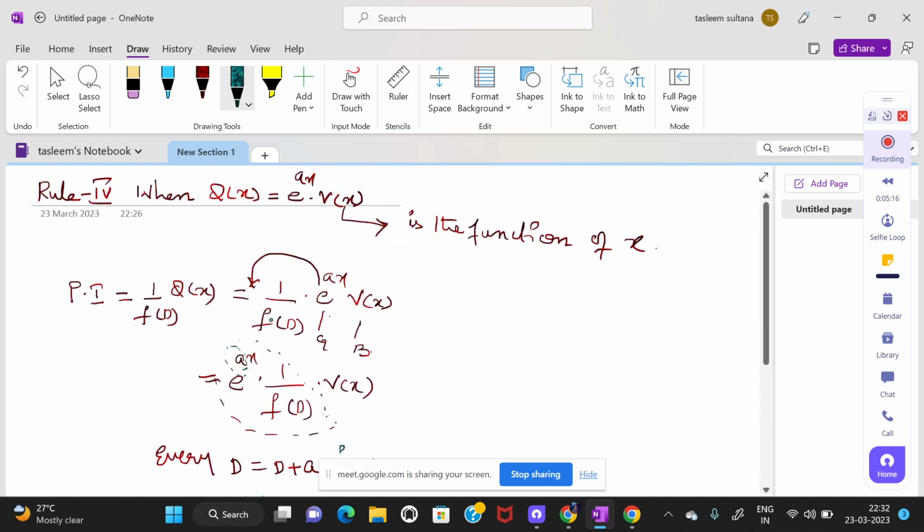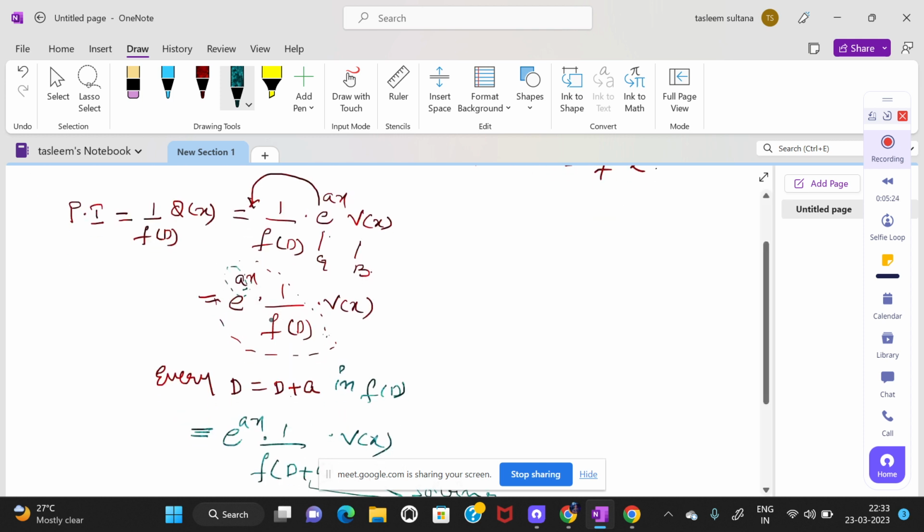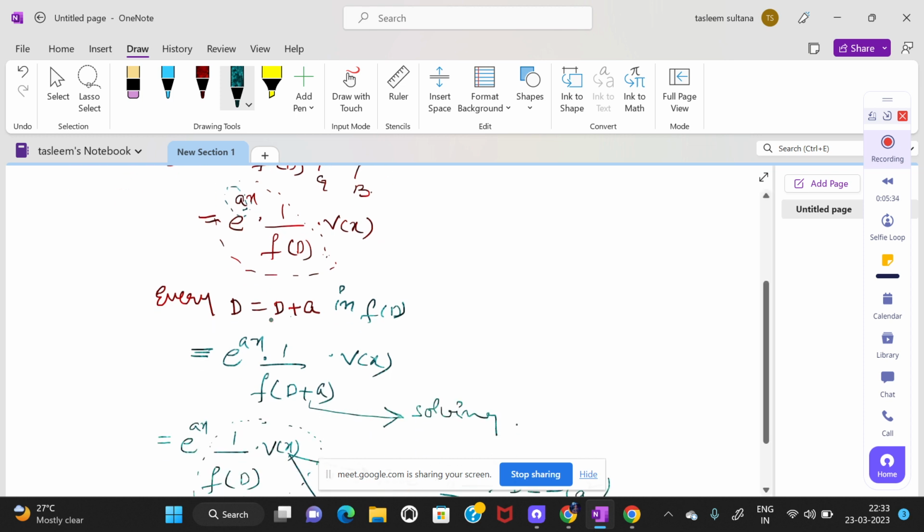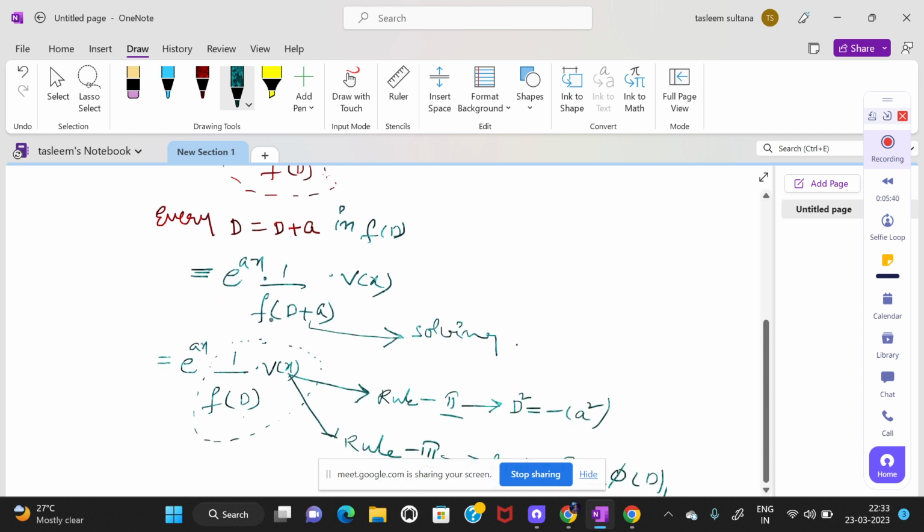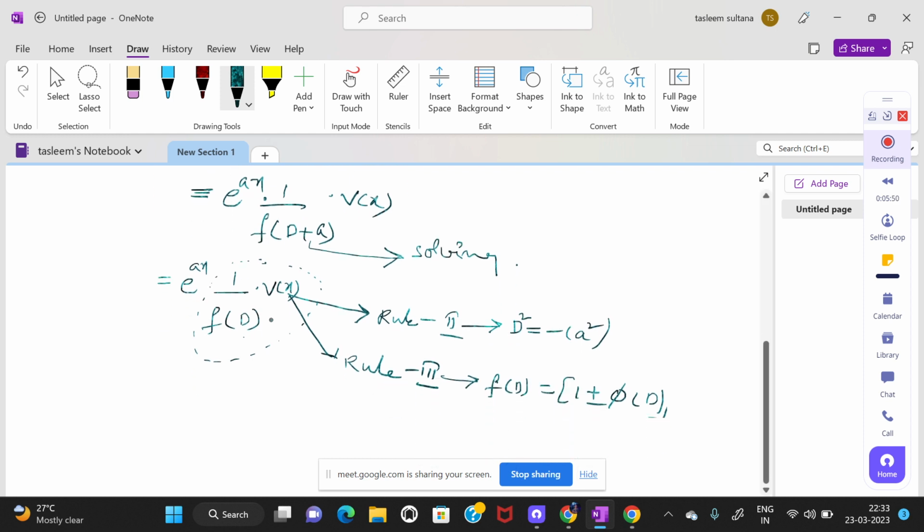First you have to take e power ax to the left of your 1 by f of D. Then every D has to be substituted as D plus a. Whatever the a value is on the power of e power ax, you have to substitute it in f of D. After that, you solve your f of D plus a, which again changes into 1 by f of D. Then you see whether your v of x follows rule 2 or rule 3. According to that, you proceed for the further problem. Is it clear?